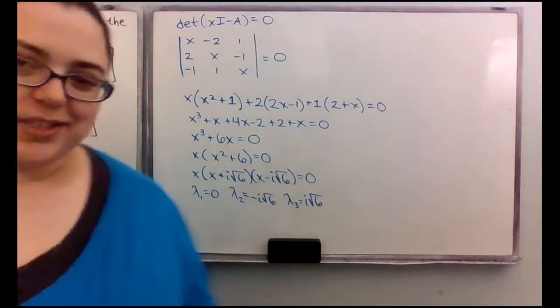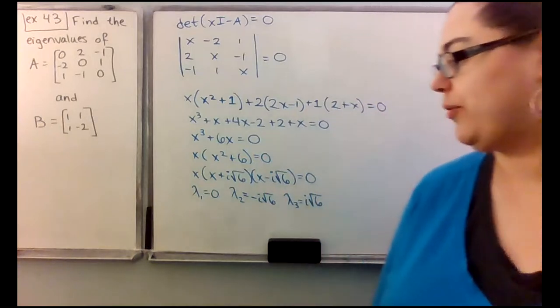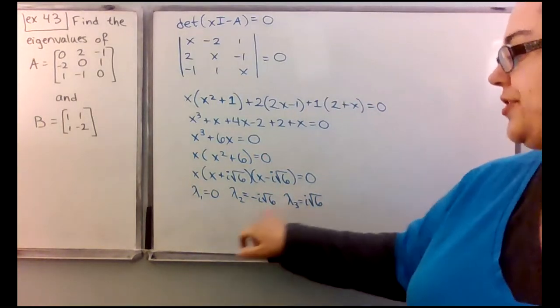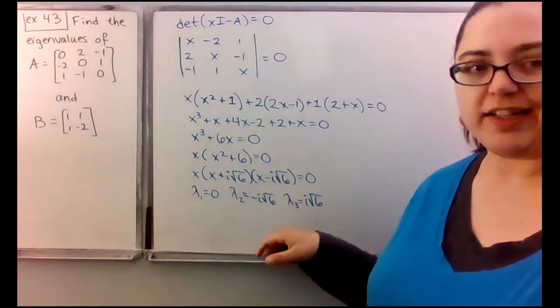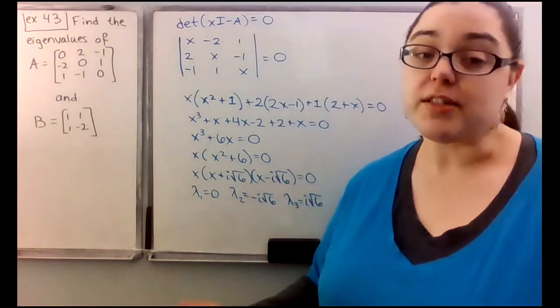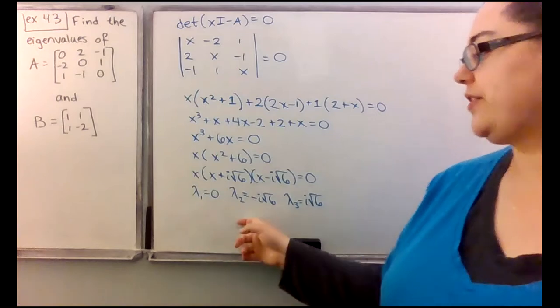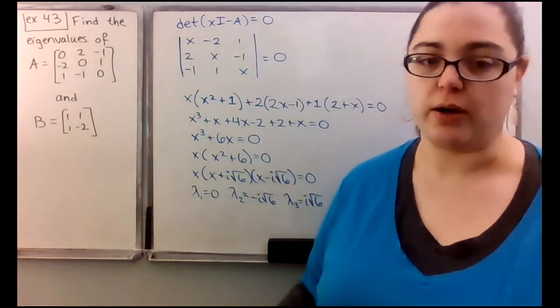So what we see when we get these eigenvalues is that we have one eigenvalue that is 0, and then we have two eigenvalues that are purely imaginary. And this is what theorem 28 was saying we would get. Since we have a skew symmetric matrix, these eigenvalues fit the classification that we would expect from it.